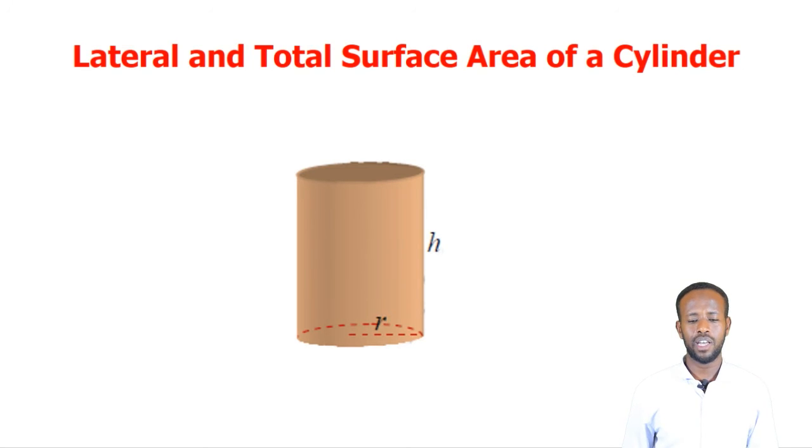The lateral surface area is the circumference of the base times height. That is 2πrh. The lateral surface area denoted by AL is equal to what? 2πrh. This is the lateral surface area.